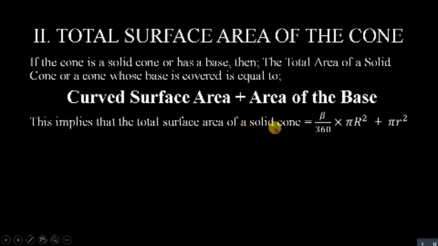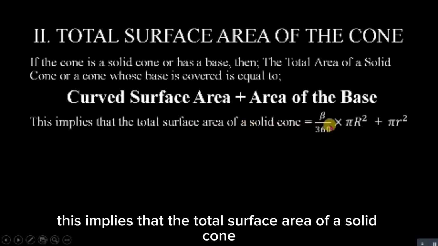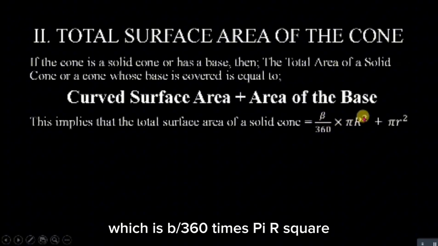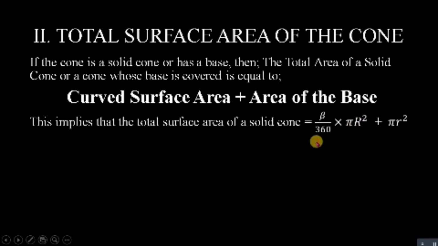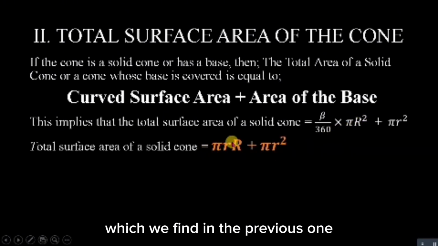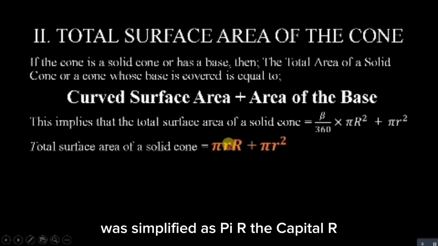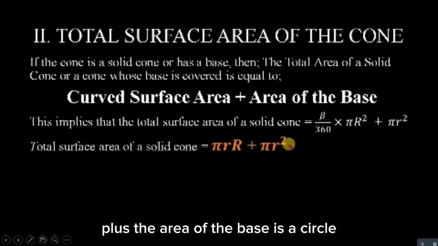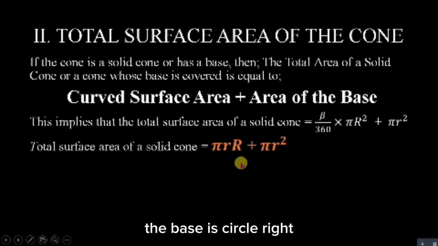Now this implies that the total surface area of a solid cone is equal to the curved surface area, which is beta over 360 times pi r squared, which we found in the previous one, and simplified as pi r, the capital R. The R here is the base radius, plus the area of the base. The base is a circle, right? So pi r squared. So anytime they ask to find the total surface area of a solid cone, this is the formula you're going to use.